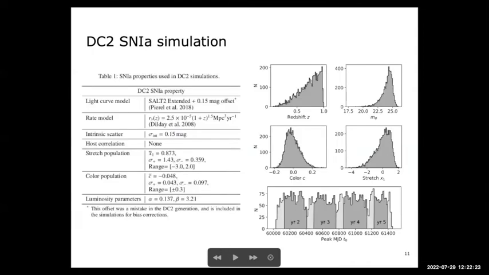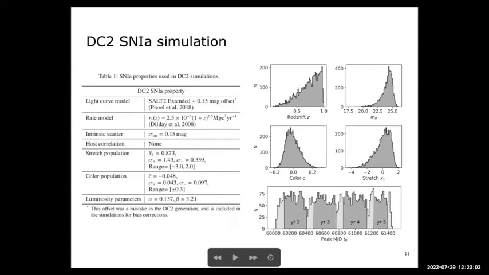The distribution of the population parameters of the SN Ia in DC2 is what I'm showing you here in the table, and also in the plots on the right. In the table we have the SALT2 model, a PRL 2018 extended model. The rate model is Dilday 2008. There's an intrinsic scatter term involved here, like 0.15 magnitudes. There are no host correlations included in DC2, and the stretch and color populations come from double Gaussian distributions.